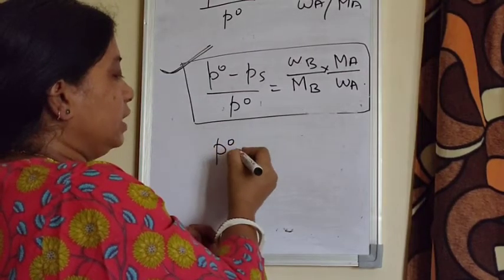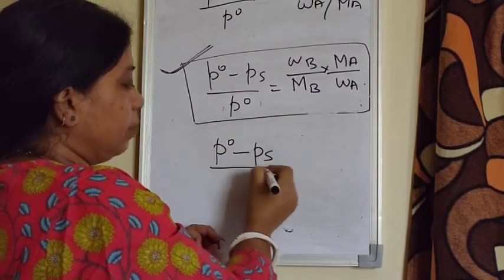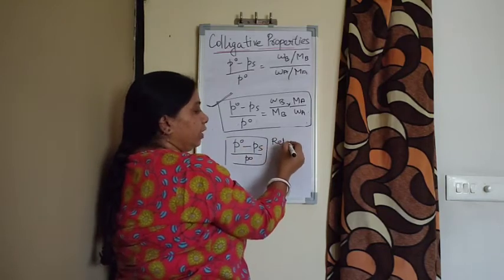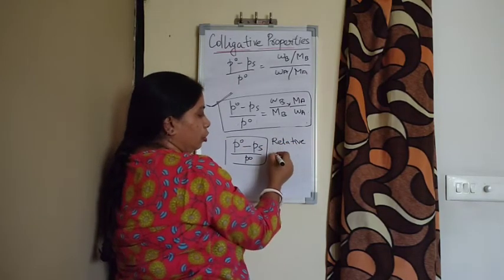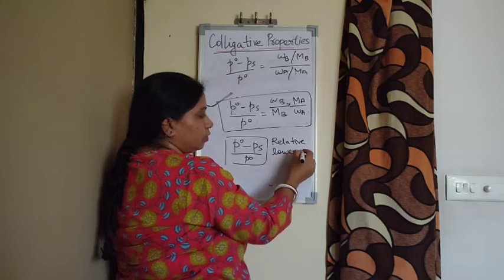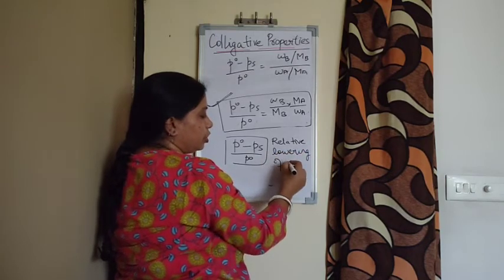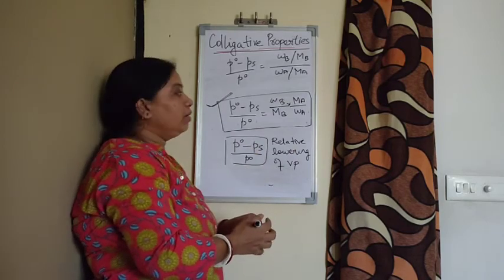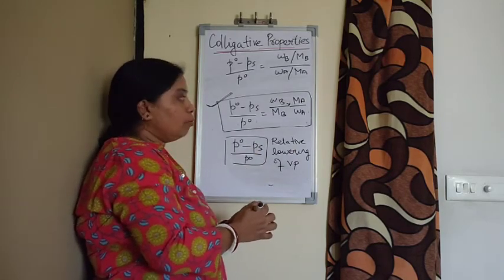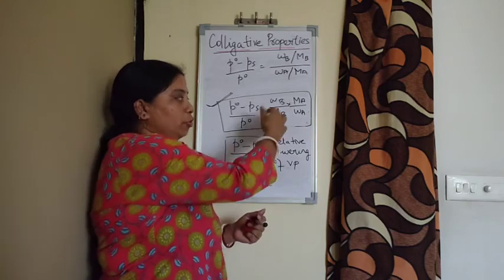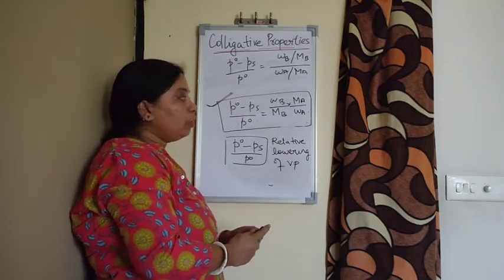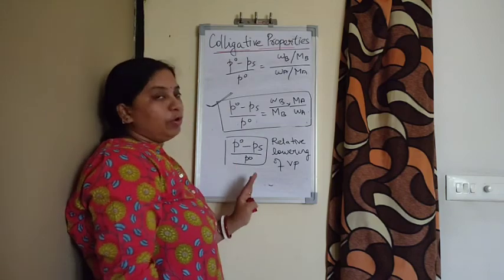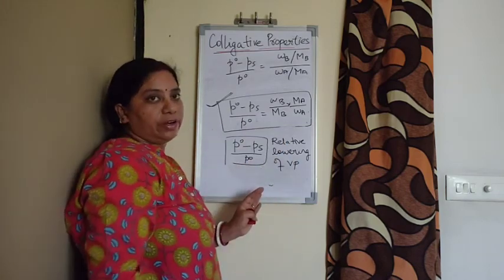Now here you can see that P naught minus PS upon P naught, this term is called relative lowering of vapor pressure. And with the help of this formula we can calculate the molar mass of solute or solvent, or the amount of solute or solvent which we are dissolving in the solution. Thank you.